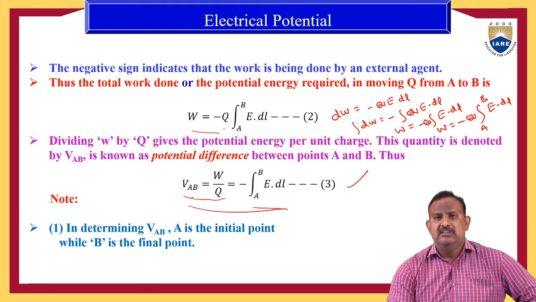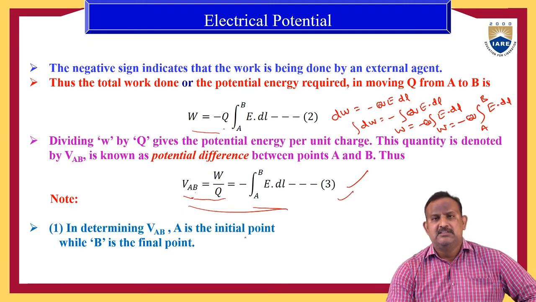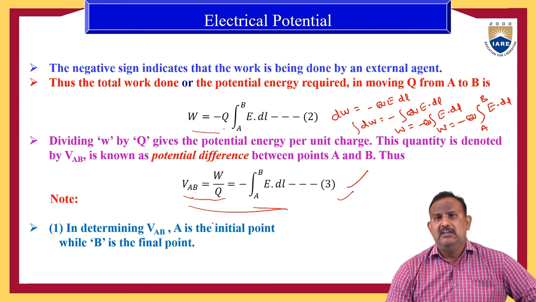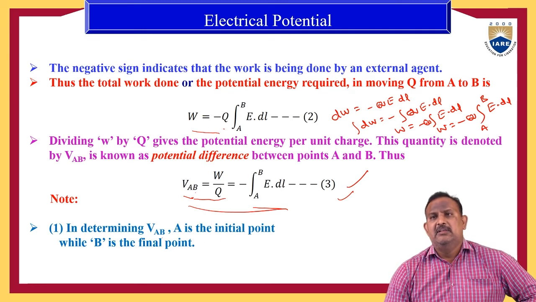Between the 2 points. So from this equation, we can observe some important points. The first one is, in determining the potential difference VAB, A is the initial point and B is the final point.